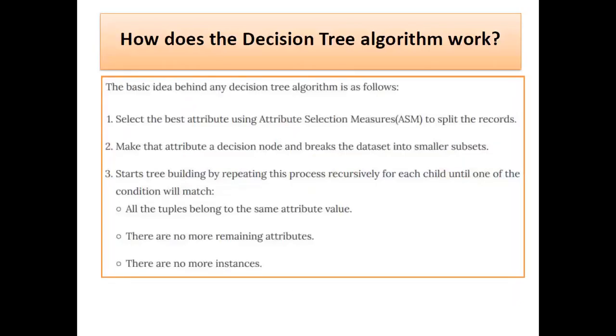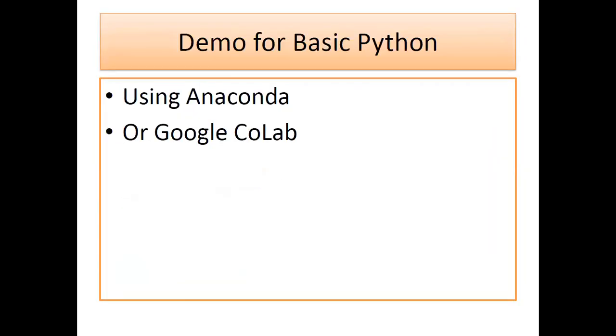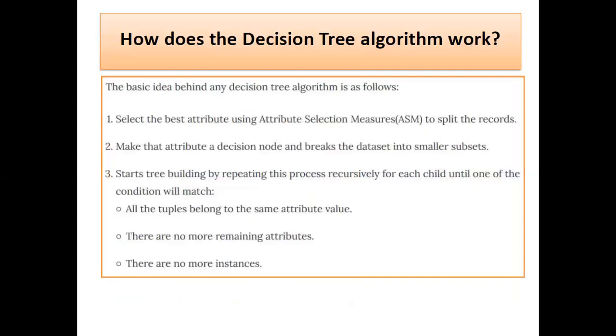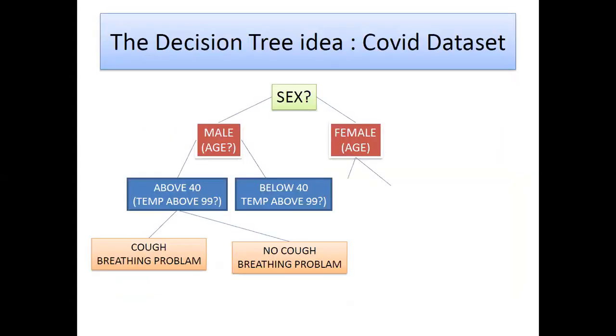Let us understand the algorithm a little bit before we write the code. The basic idea behind any decision tree algorithm is as follows. Select the best attribute using attribute selection measures, ASM. So we have taken a best attribute here, something like male or female. Gender has been taken here as an attribute. In our case, it will be done by the machine or program. Make that attribute a decision node and break the data set into smaller subsets. So we have divided into two small subsets, male and female.